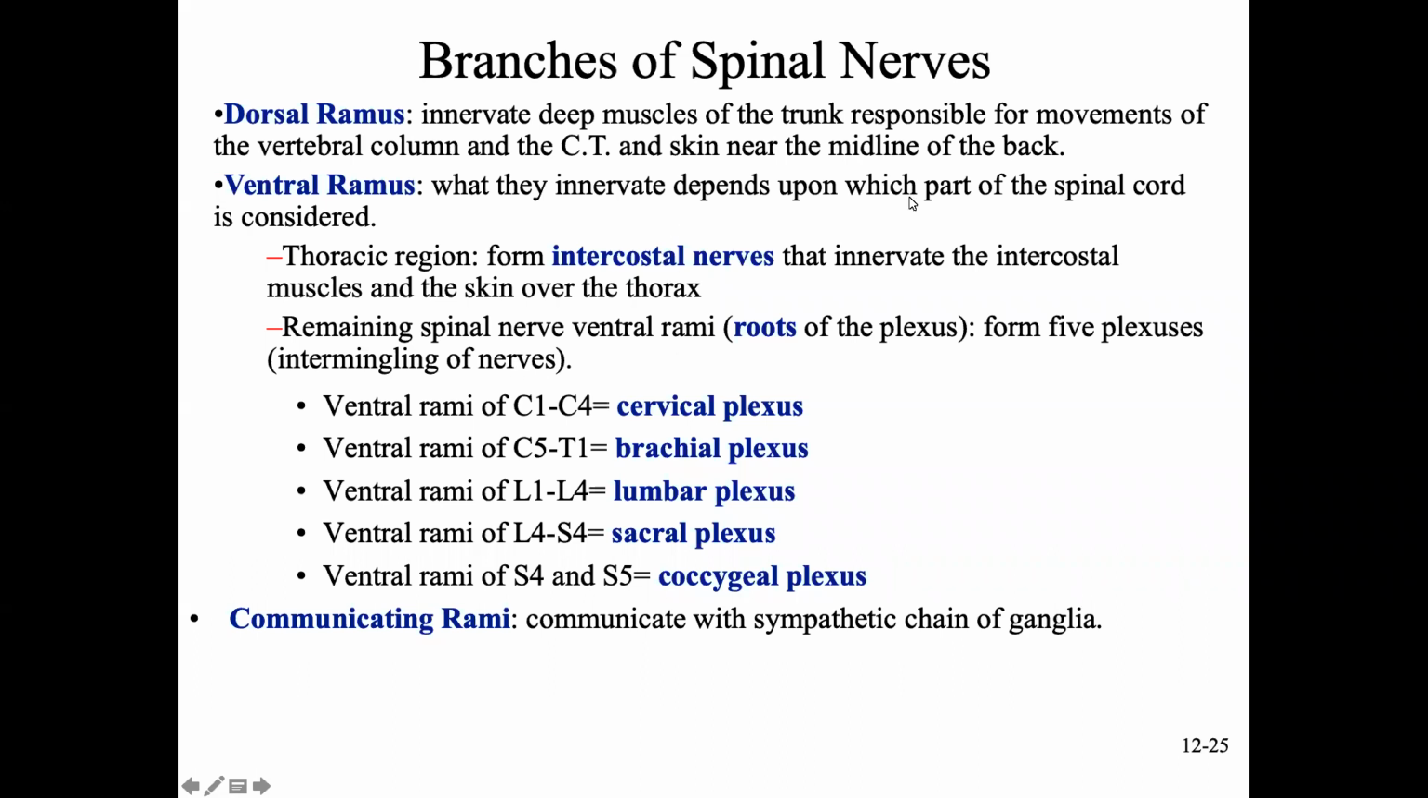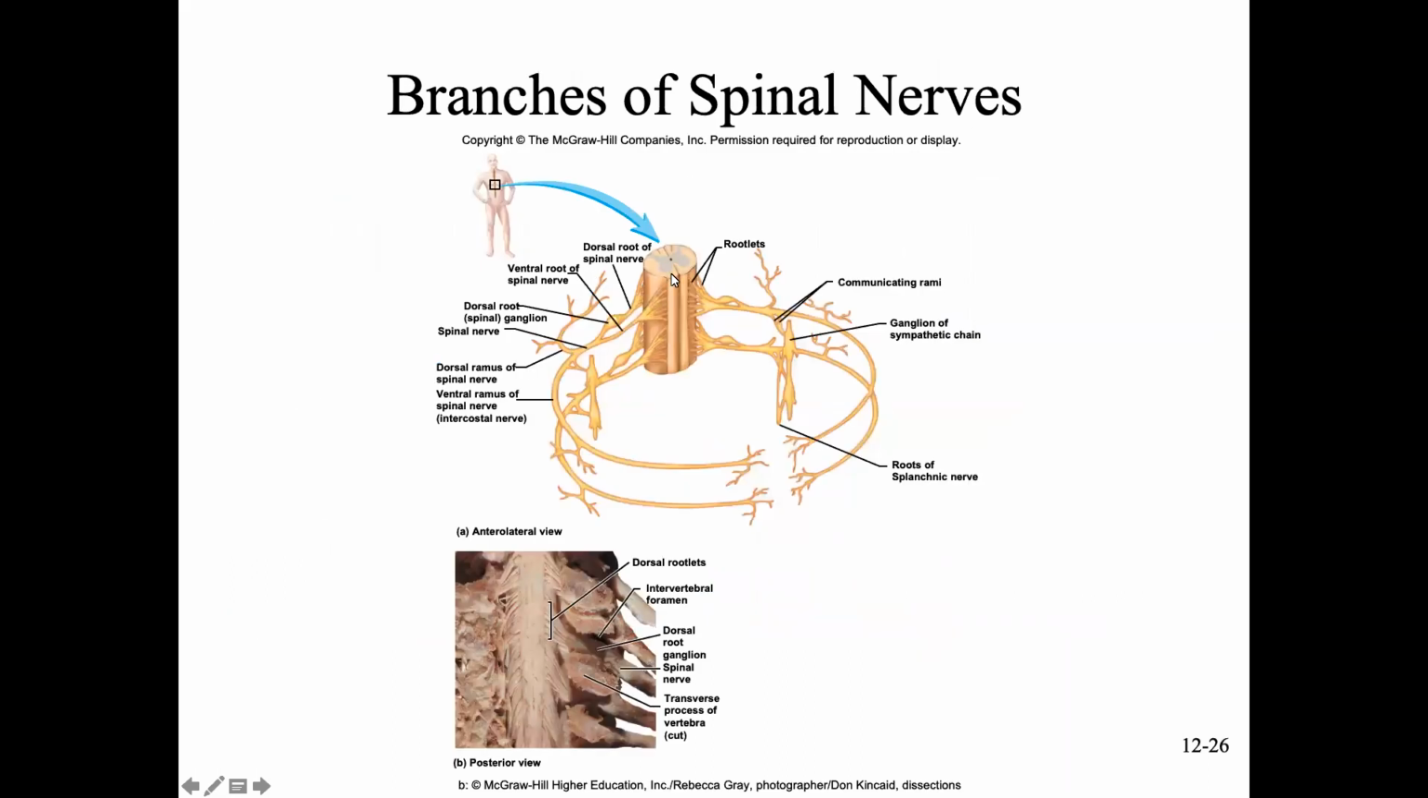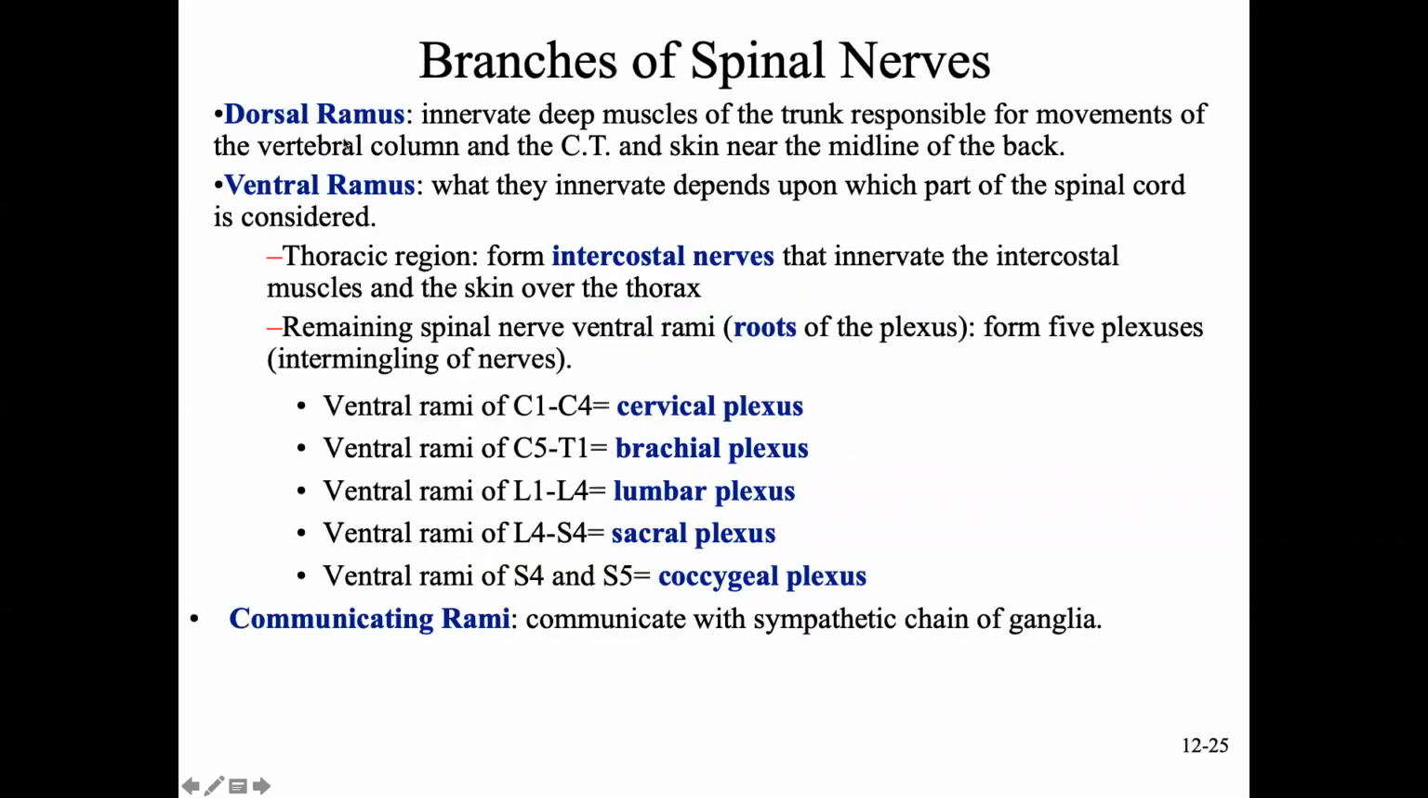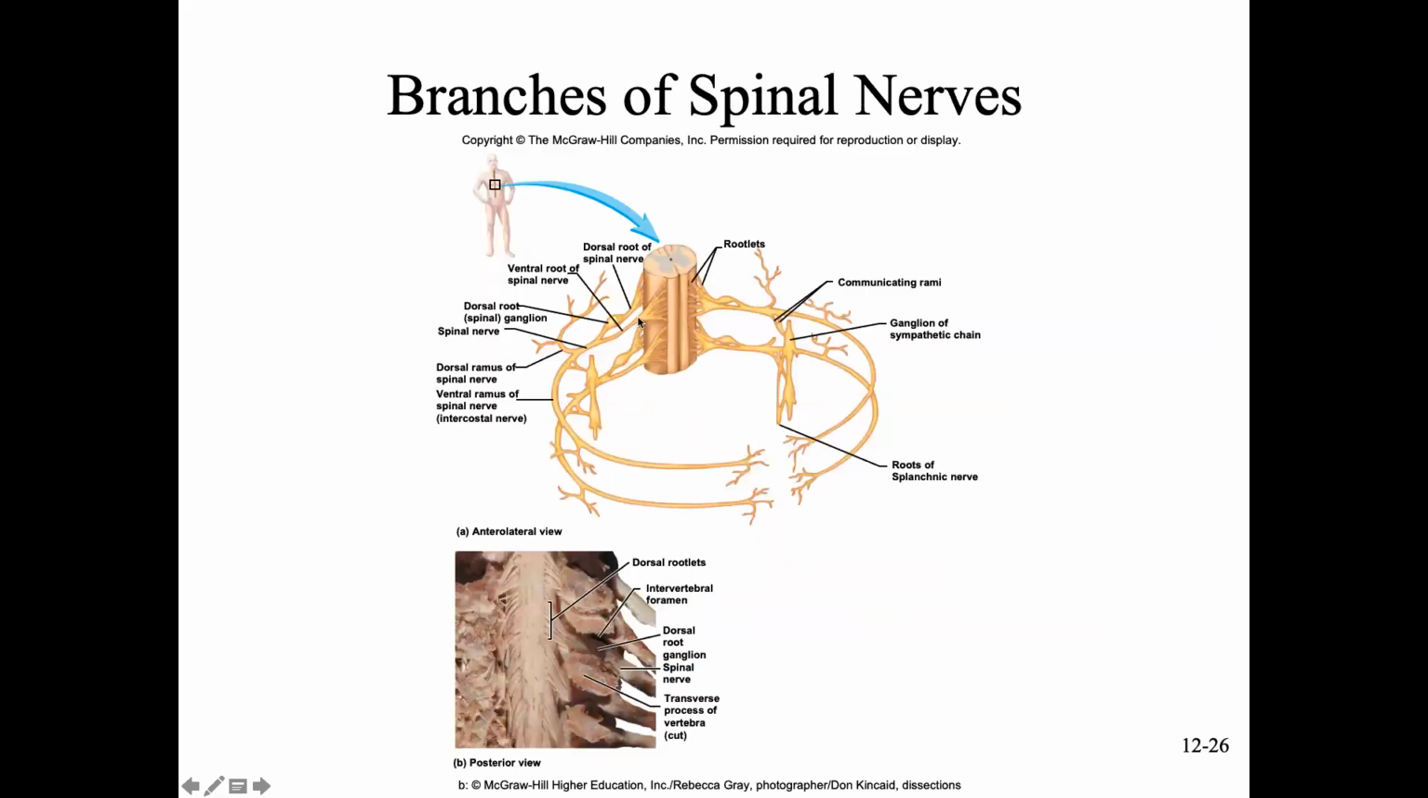Here. Now, branches of the spinal nerves, and it's probably easier to discuss it on this slide. So you guys, I want you to just kind of stay here. We'll talk about the dorsal ramus and the ventral ramus, right? But it's easier if I describe it on the picture. So let's take a look.